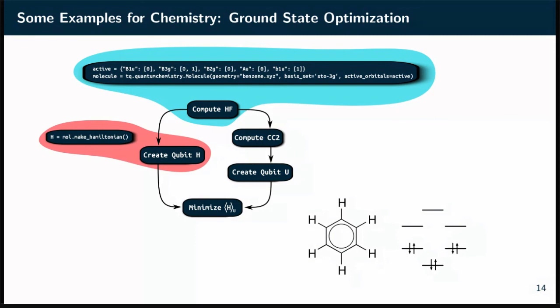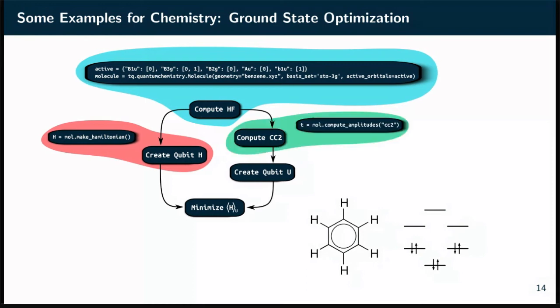Then we create the qubit Hamiltonian, which is pretty easy. In principle, you can also define the encodings, for example Bravyi-Kitaev or Jordan-Wigner. If you don't define the encoding in your molecule, Jordan-Wigner is currently the default. Then you can compute the CC2 amplitudes, which just uses psi4 and gets the information from it.